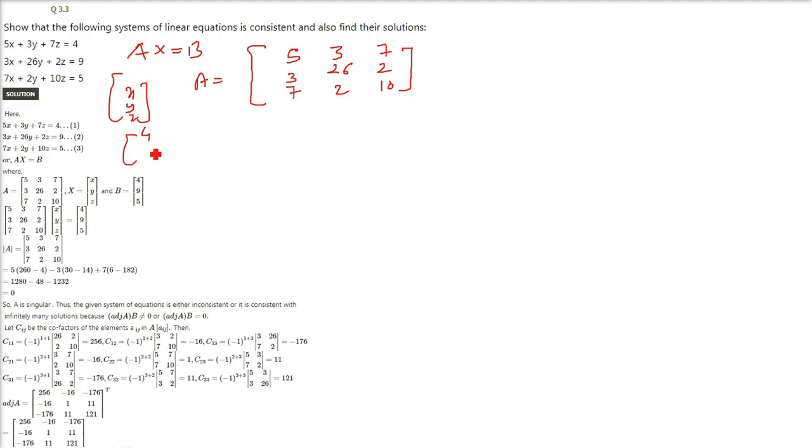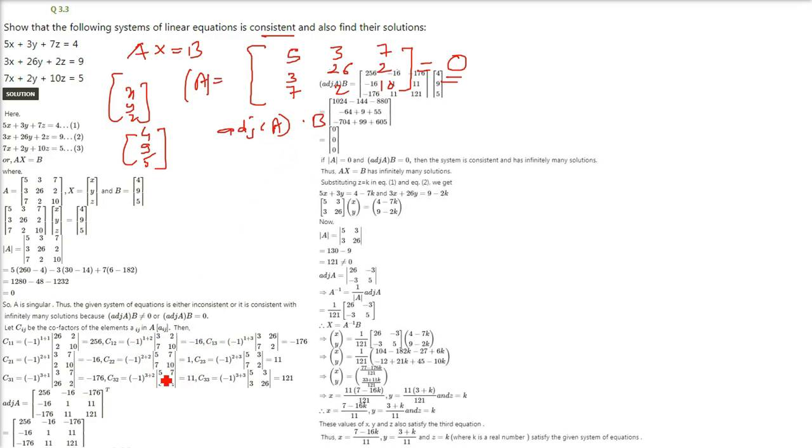This is B matrix. A matrix you have, B matrix you have, and AX matrix you have. So first you have to find out the determinant of A. So you know how to find out the determinant. Let me tell you, the answer will come as 0. So now when the determinant is 0, there are two possibilities. Either the equations are inconsistent or they are consistent with infinitely many solutions. In order to check the infinitely many solutions, we have to find out the adjoint of A and we'll multiply it with matrix B and we'll see whether it is 0 or not. If it comes 0, then we can say consistent and infinitely many solutions. So adjoint A into B is the second step what we have to do.